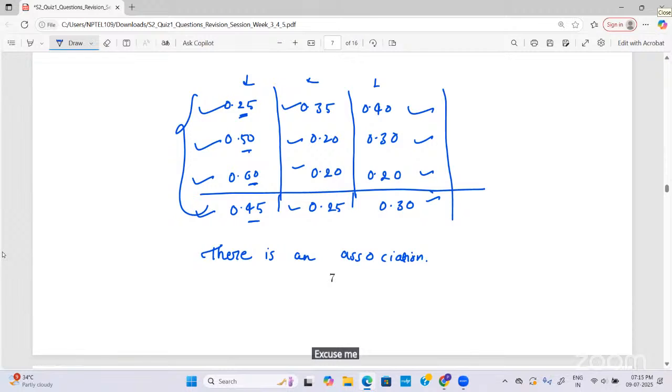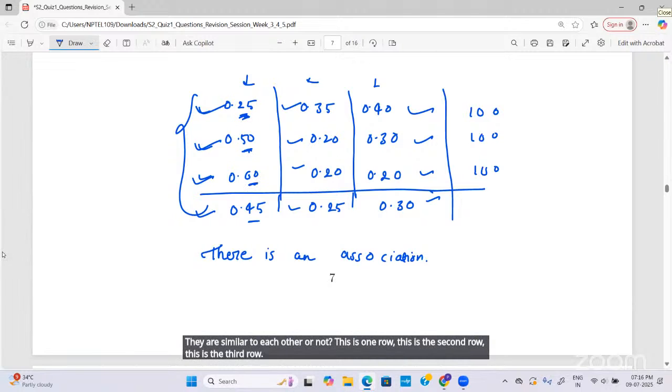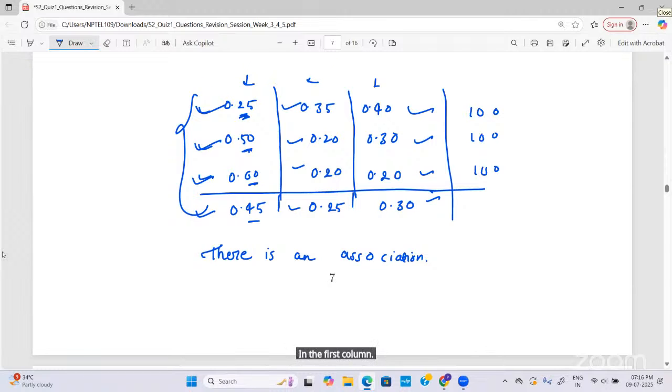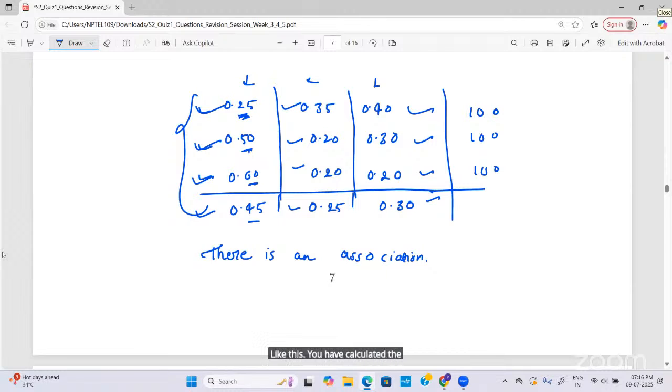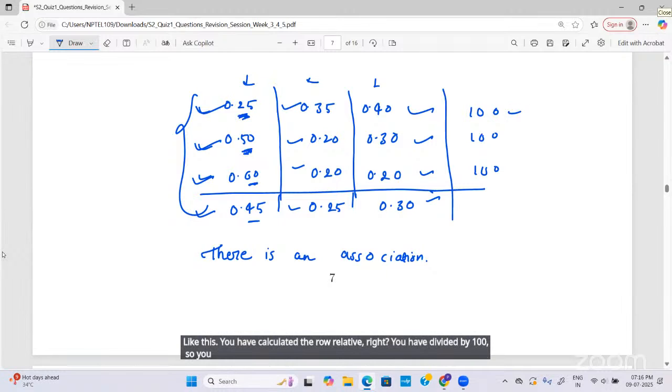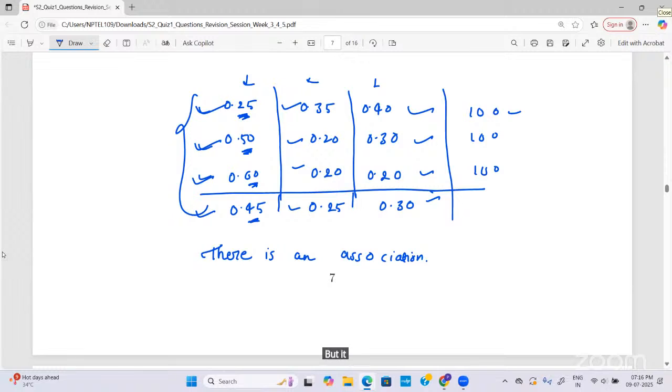See, we have calculated the row relative frequencies, right? So we have to check within all the columns, they are similar to each other or not. This is one row, this is the second row, this is the third row. So in the first column, they are similar to each other or not. Ma'am, when we are checking row relative frequency, we have to check each cell of the column or each cell of the row. Like this, you have calculated the row relative, right? You have divided by 100. So you have to check these, and these are similar or not. But it should be specified in the question itself.